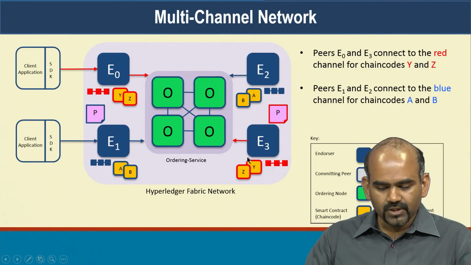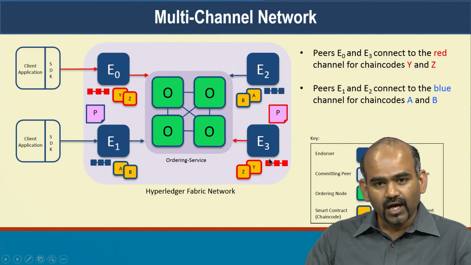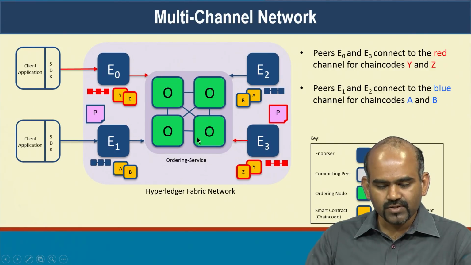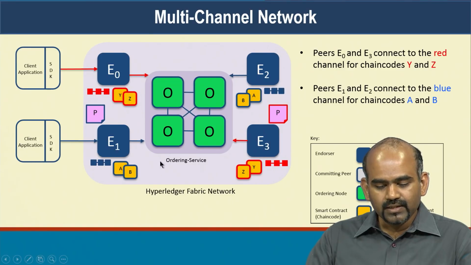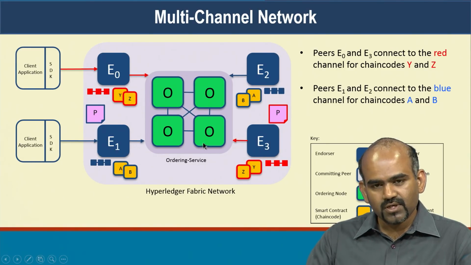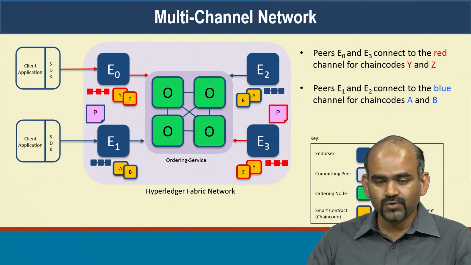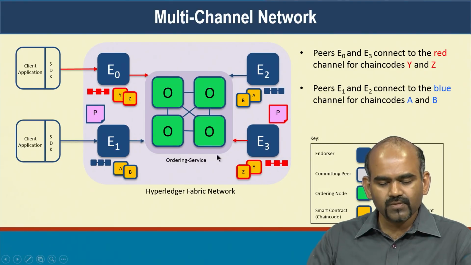Now in this example, E0 and E3 are only part of the red channel, right? And they are only aware of smart contracts, or chain code, that are deployed on that channel. E1 and E3 are only part of the blue channel, and they don't know of the existence of the red. So these are 2 completely disjoint channels in this network. And in this example, they're actually using the same ordering service. It is possible that even the ordering service is separate across the channels if that's how you want it. But it's also possible that the same ordering service is ordering for both channels.